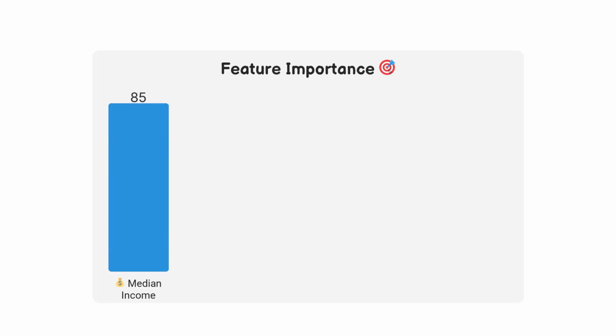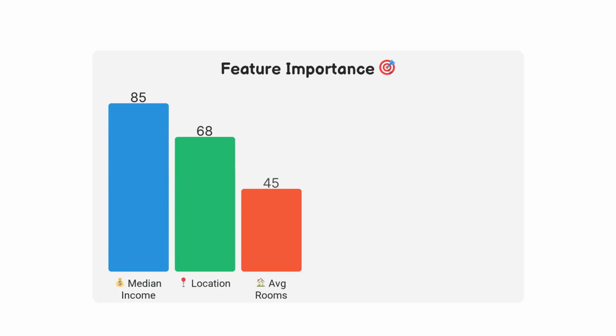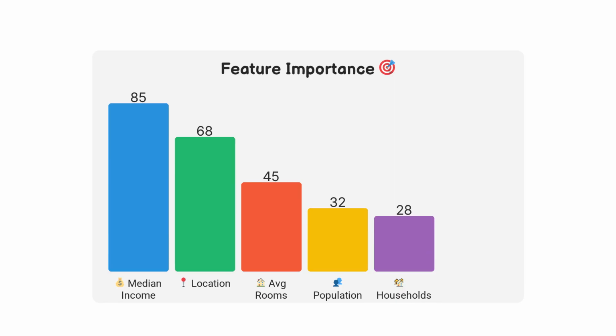Not all features are created equal. Some have massive impact on price predictions, while others barely move the needle. Median income dominates. It's by far the strongest predictor. Location features like latitude and longitude also matter significantly. Surprisingly, house age has minimal impact in this dataset.